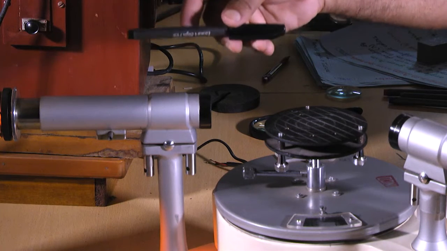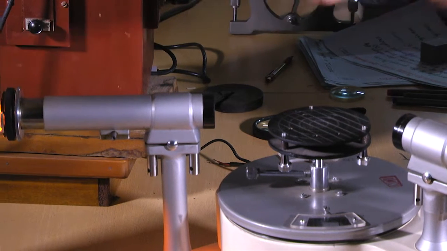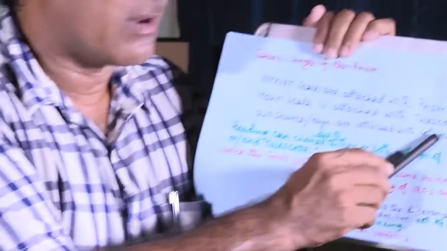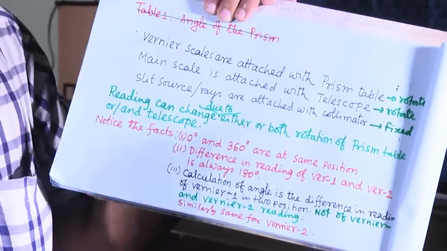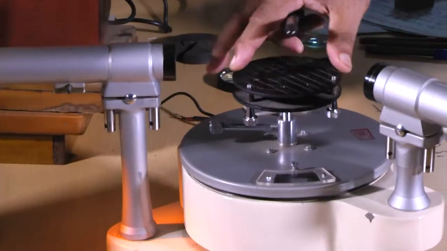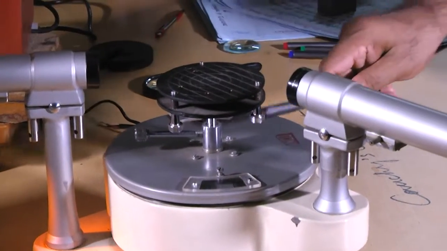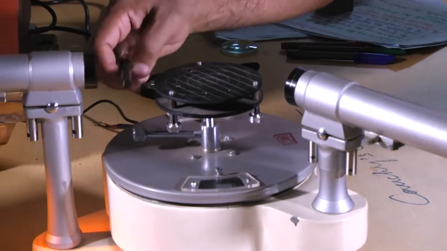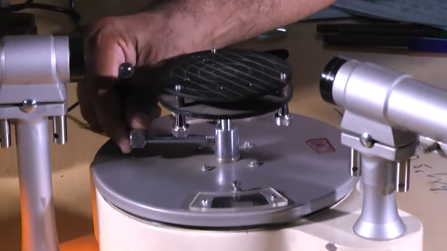So the incoming rays are fixed, we cannot rotate them. That is why the slit source is attached with the collimator, which is fixed. The vernier scale is attached with the prism table. This is the prism table, and the prism table height we can adjust using this tightening or loosening screw.